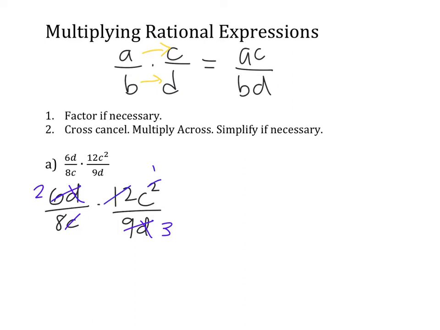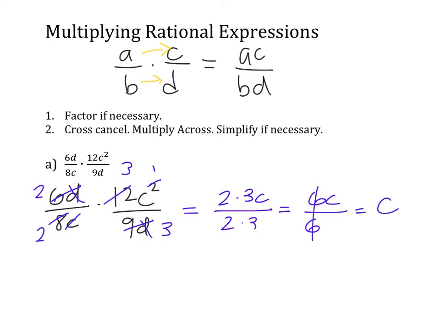12 and 8, I know are both divisible by 4. This becomes 2, and this becomes 3. From there, I'll multiply across. I have 2 times 3c over 2 times 3. From there, I have 6c over 6. I can cancel again. We want to look one more time. Can I cancel anything? That's 6, so I'm left with just c.